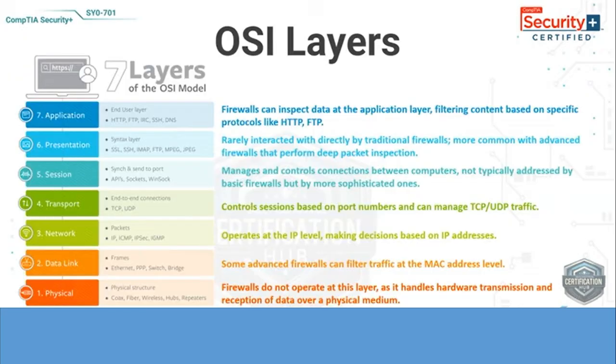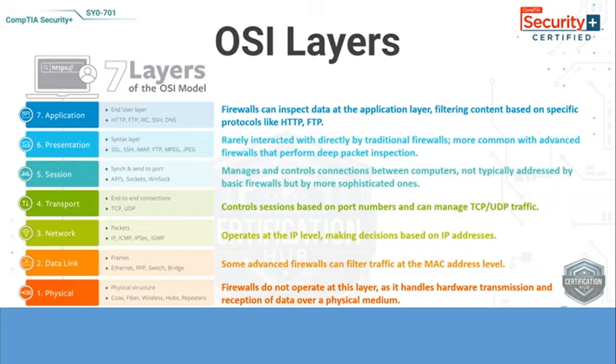If we talk about security in relation to the OSI layers, there are 7 layers: physical, data link, network, transport, session, presentation, and application. The application layer is the common, topmost layer at which firewalls work. Firewalls can inspect the data at the application layer, filtering content based on specific protocols like HTTP and FTP.